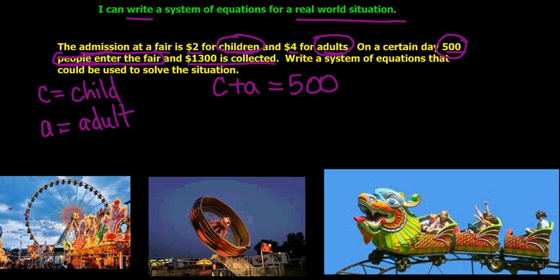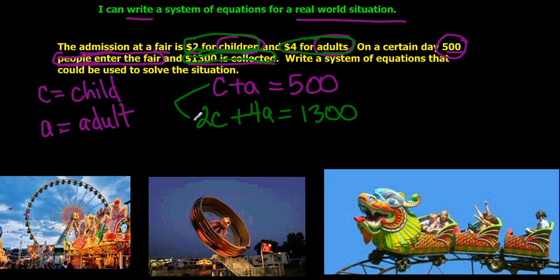And now I'm going to look at what other information I know about my children and my adults. I know that children are $2. So for every child I have to pay $2, and I know that for every adult I have to pay $4. So I'm talking about money on this one. And sure enough, I have this that I collected $1,300 total. So I could say, hey, if I take $2 times my children plus $4 times my adults, that's going to give me a total of $1,300. And look at there. I have two equations that represent this situation. That gives me a nice little system.